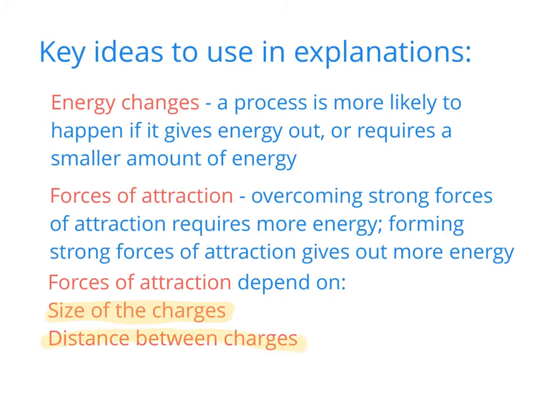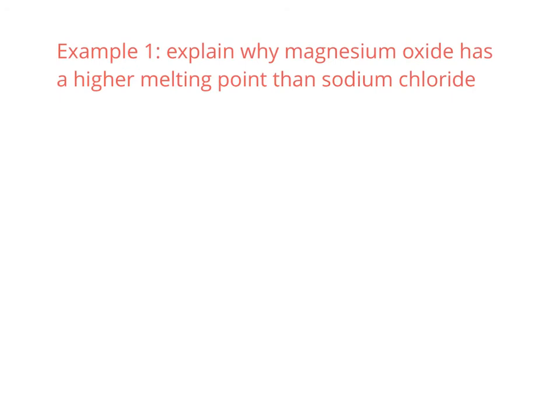So it's just like any other attraction, like magnetic or gravitational, it really depends on how far apart those two attractive substances are. So then we can think about the size, like the number of shells there are in atoms and ions will make a difference to the distance between the attractive charges. So we're going to look at some examples of how we could use this idea of energy, forces of attraction, and the charge and distance ideas.